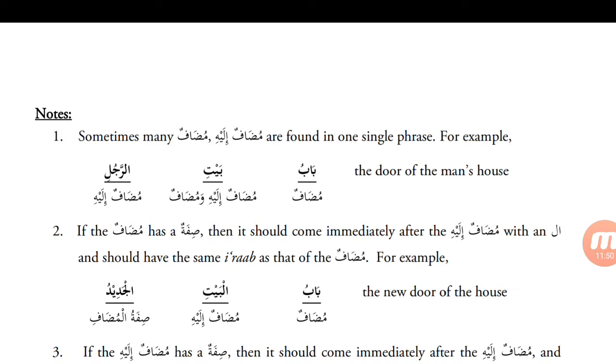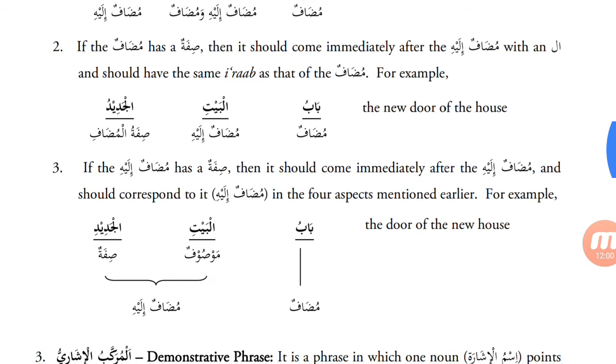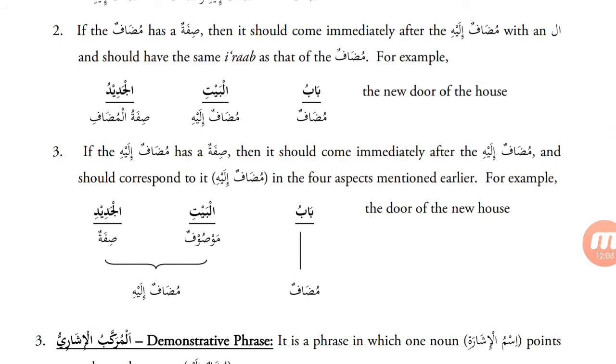If the mudaf has a sifa, then it should come immediately after the mudaf ilayh with an alif lam and should have the same i'rab as that of the mudaf. So for example, Babul baytil jadidu. Let's have a look at the example. Babu is mudaf, al bayt is mudaf ilay. Al jadid, that is coming after al bayt, is the sifa of the mudaf bab.